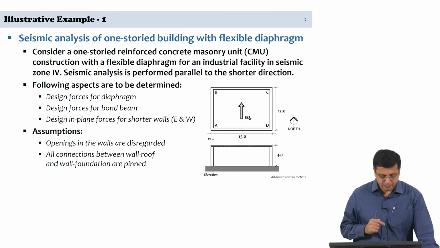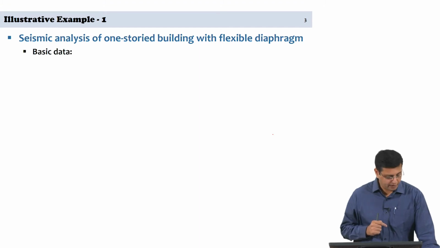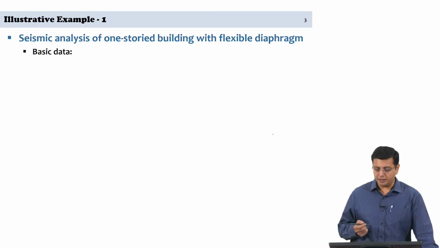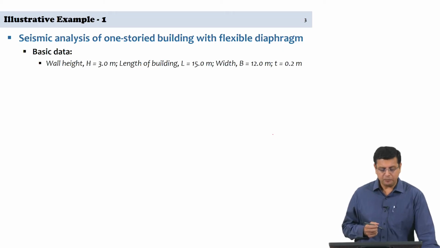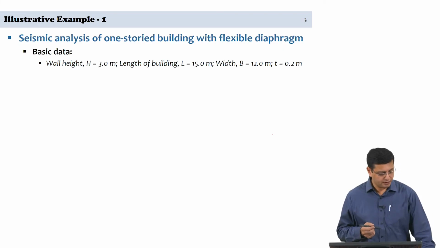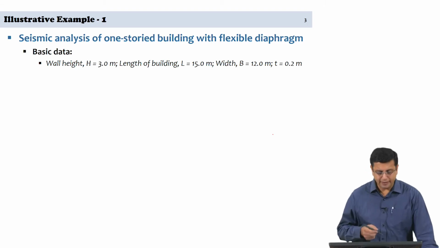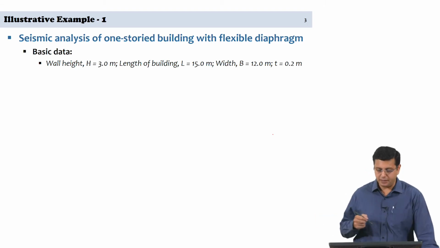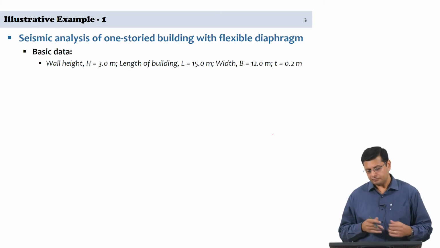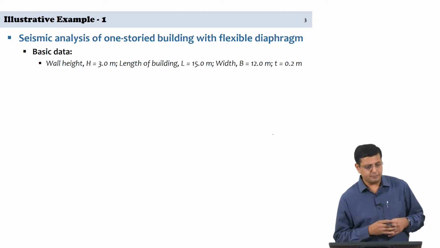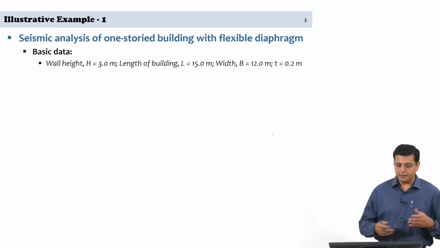So, with these basic assumptions, let us proceed looking at the other quantitative information that is available. The height of the wall is considered to be 3 meters, the length of the building, the longer side, is 15 meters, the shorter side B is 12 meters, and to begin with, you need some dimensions on the table for your calculation.